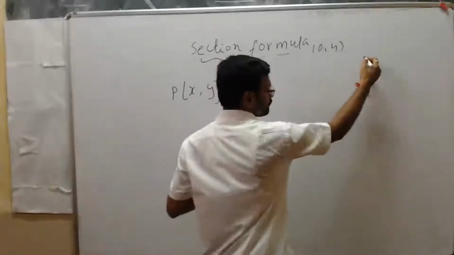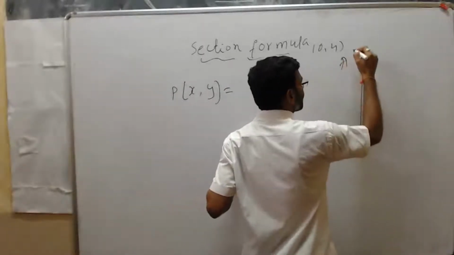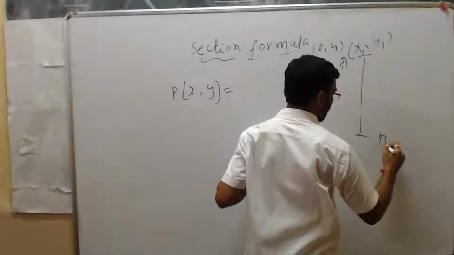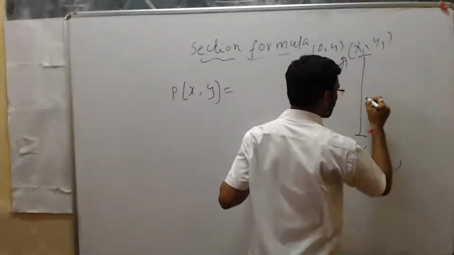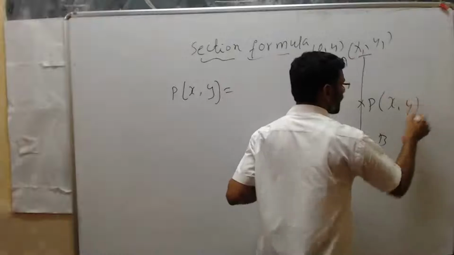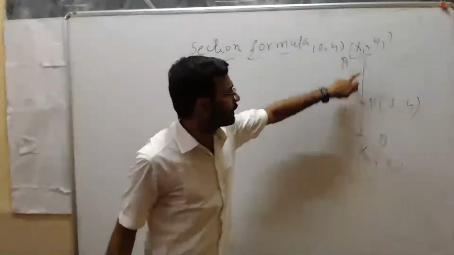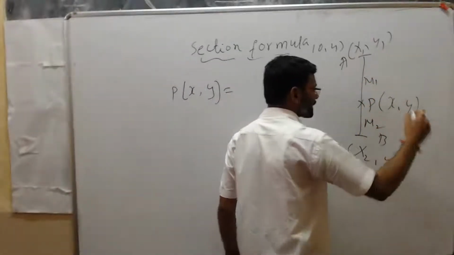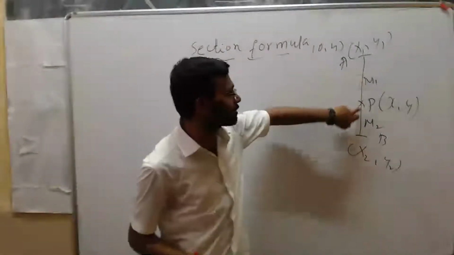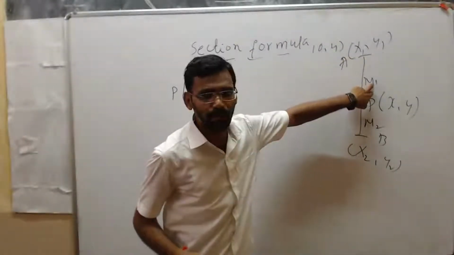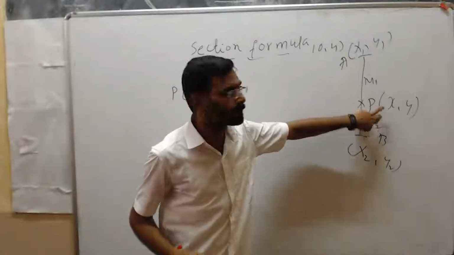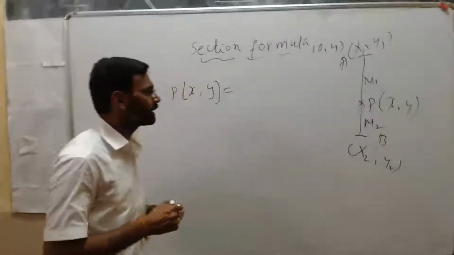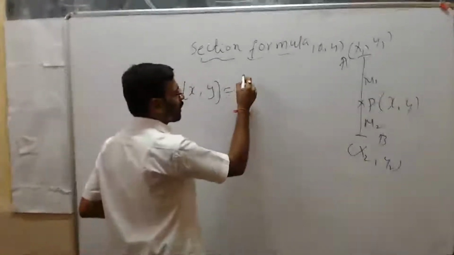Just assume the coordinates of A are x1, y1, then the coordinates of B are x2 comma y2. Then P, with coordinates x comma y, will divide the AB line segment. The first part is considered as M1, the second part as M2. Therefore the distance of the first part AP is M1, and PB is M2. In what ratio? M1 is to M2.